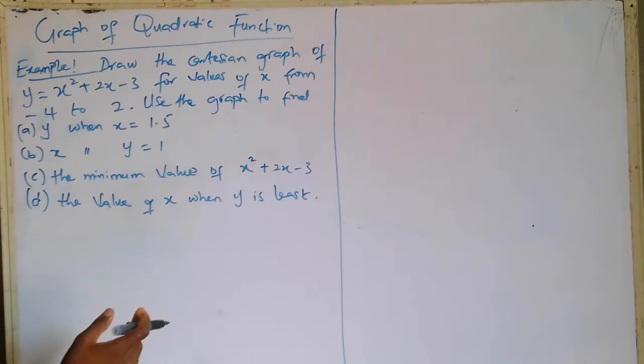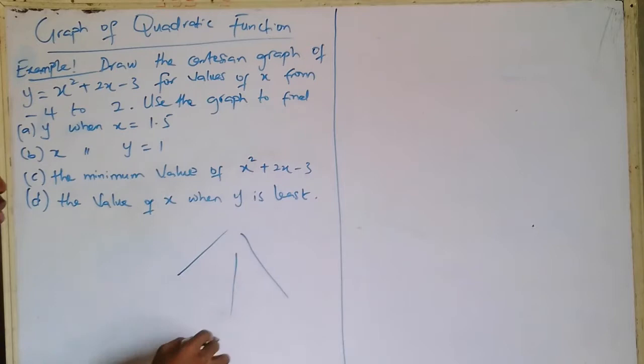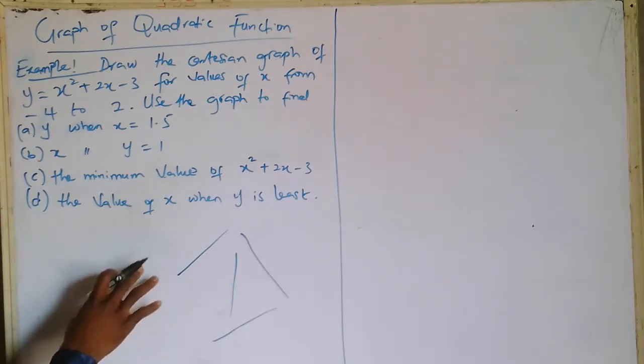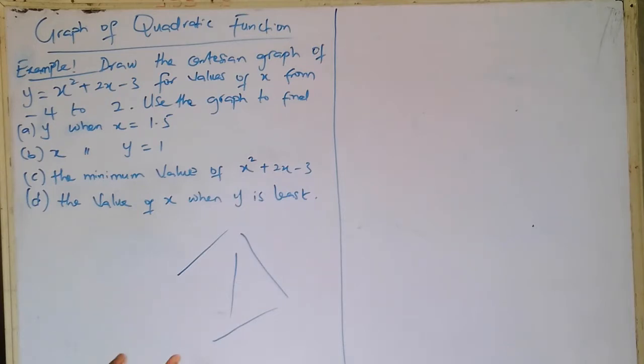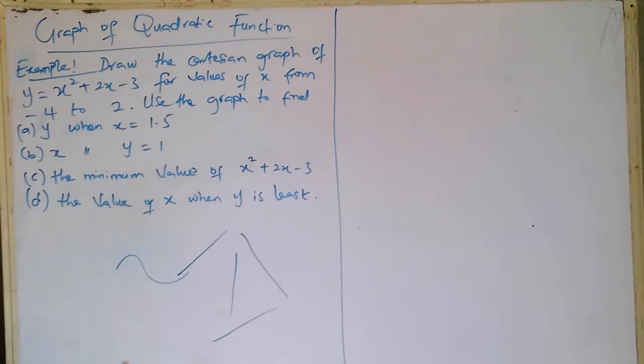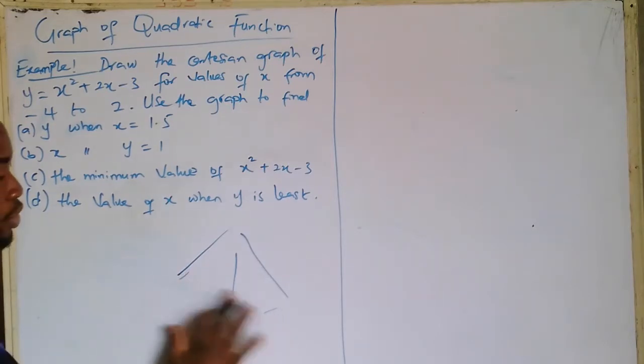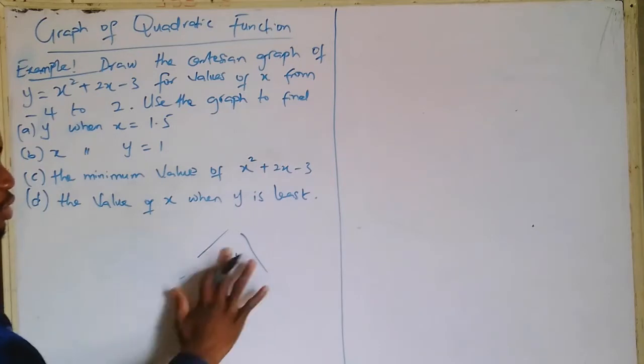Now, for a straight line graph, we had a graph of the form this or this or this, and so on. For a quadratic function, the graph is going to be in the form of a curve, something like this, and so on. It is a curve, not a straight line. Now how do we solve this question and then represent it on our graph?